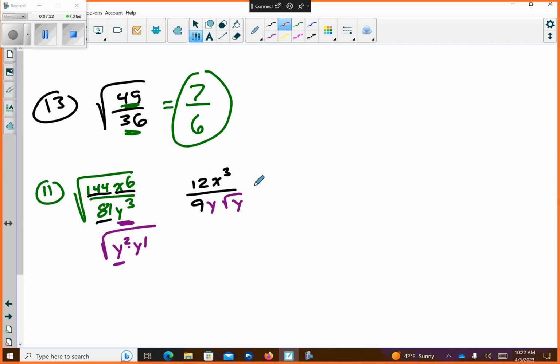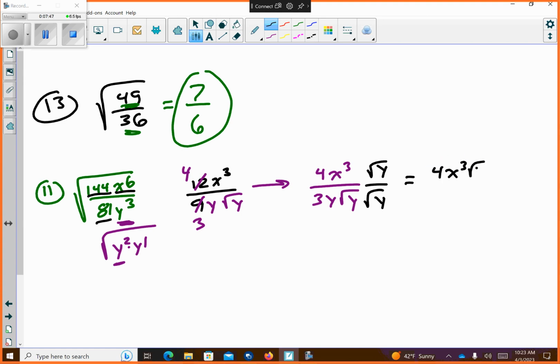Okay, so we have to clean some things up first. Let's see. This could be a 4, this could become a 3. And what's the last thing I should do to this problem so I don't miss 1 point? Yeah, I don't want that radical in the bottom, so I'm going to multiply top and bottom by root y. So on top, I'm left with 4x to the 3rd root y. Root y times root y just gives me y for an answer. And then I had this original y in here. So 3y is 3y squared.